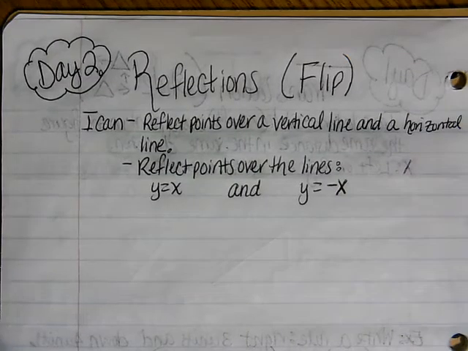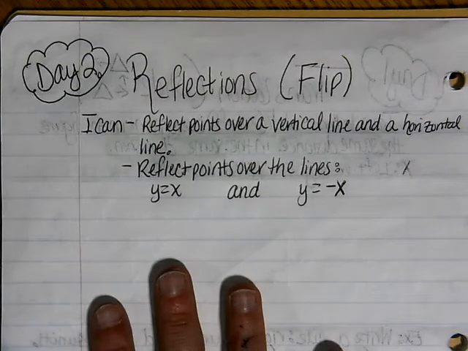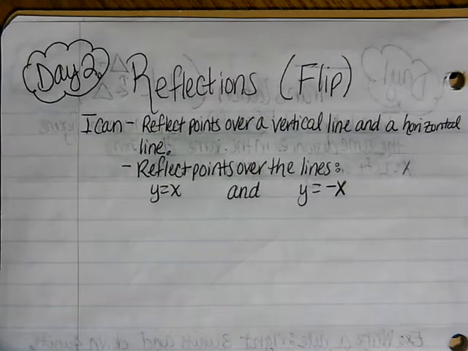Hi everyone, for today's lesson we are going to learn about reflections. That is our second rigid transformation. Our I can statements for today are: I can reflect points over a vertical line and a horizontal line, and I can reflect points over the lines y equals x and y equals negative x.